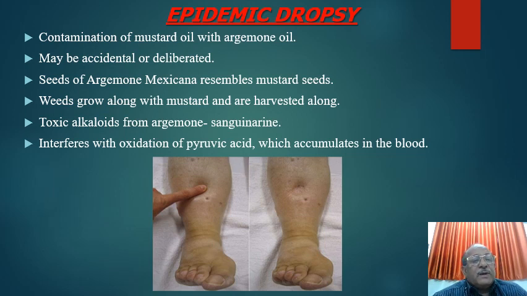Epidemic dropsy. How does it occur? A contamination of mustard oil with Argemone oil may be accidental or deliberate. Seeds of Argemone mexicana basically resemble mustard seeds. Weeds grow along with mustard and are harvested along with it. The toxic alkaloid from Argemone is sanguinarine, which interferes with oxidation of pyruvic acid, which then accumulates in the blood.